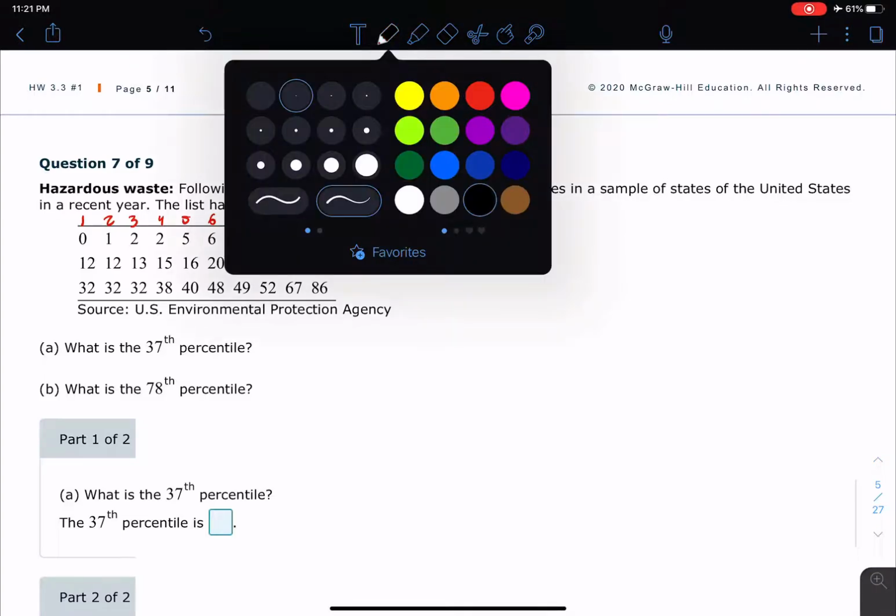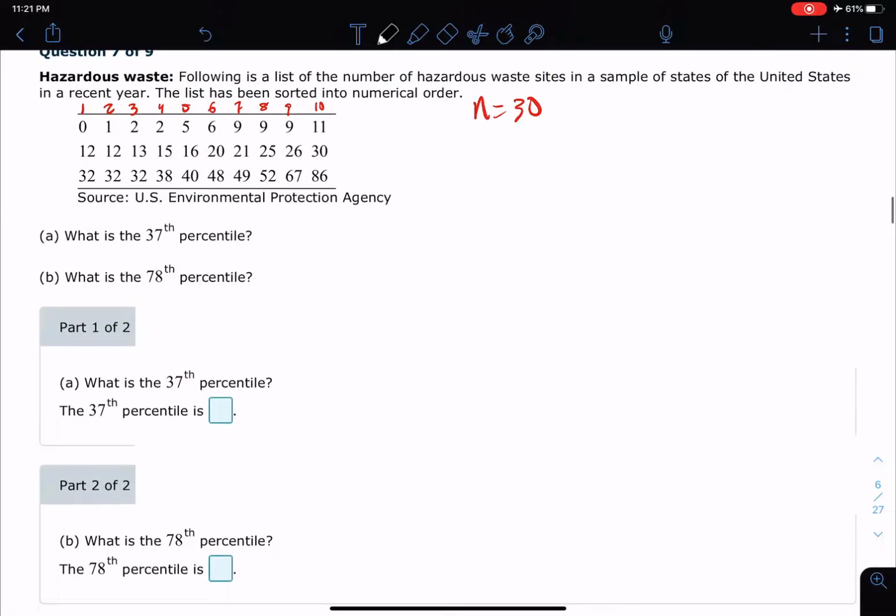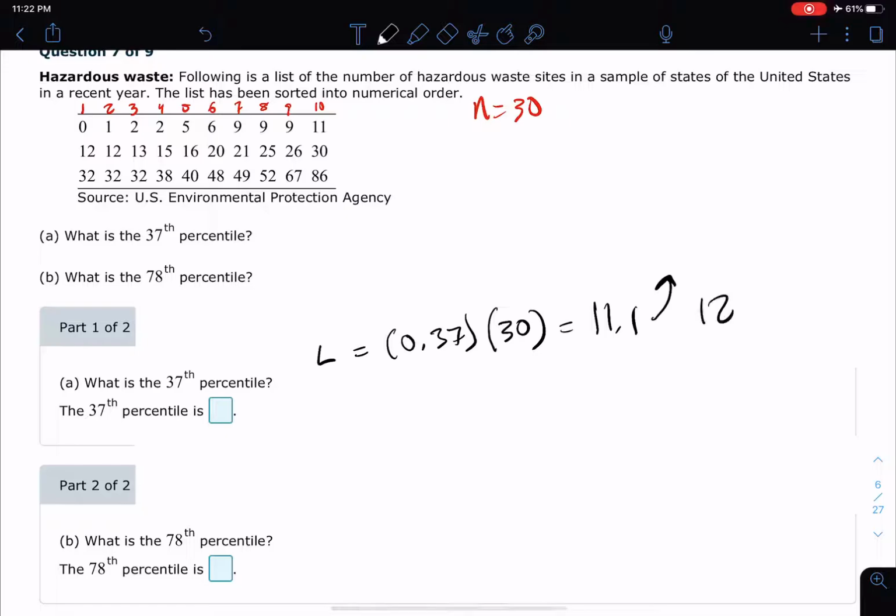Okay, let's do the first one, A. So if I want to find my L value, I multiply by 0.37 to calculate the 37th percentile. And then I multiply by how many pieces we have, 30. 0.37 times 30, I get 11.1. Because it's a decimal, I round up to 12. I'm going to call it the 12th position.